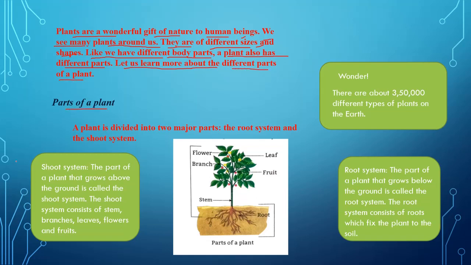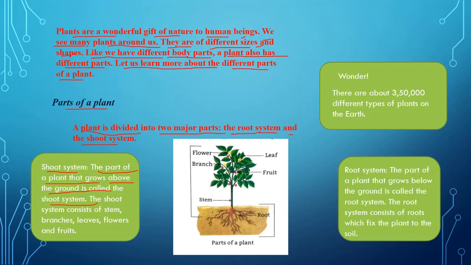So parts of a plant. A plant is divided into 2 major parts, such as the root system and the shoot system. Okay, let us read about the shoot system. So what is the shoot system? The part of a plant that grows above the ground is called the shoot system.